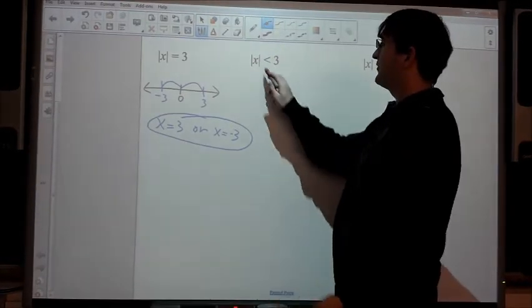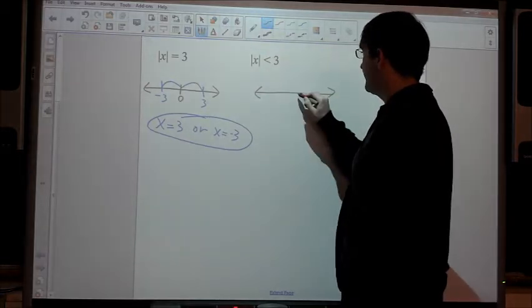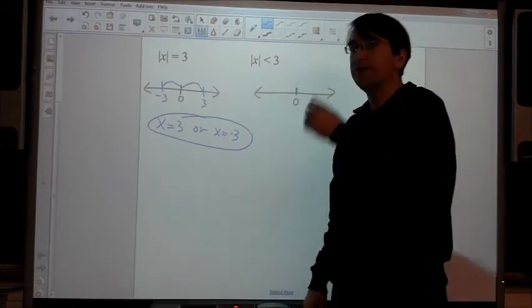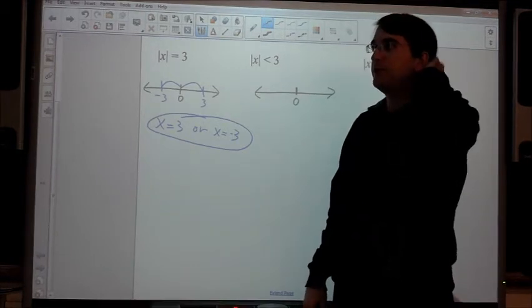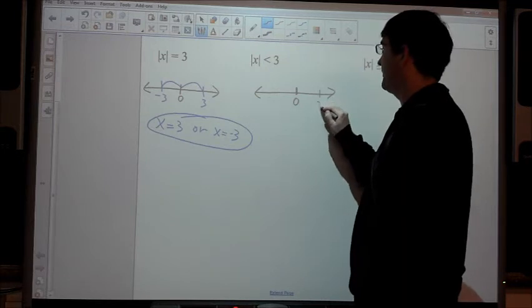If we have that the absolute value of x is less than 3, well, it means that whatever value of x is less than 3 units away from 0. So what's a number that's less than 3, that's closer to 0 than 3?